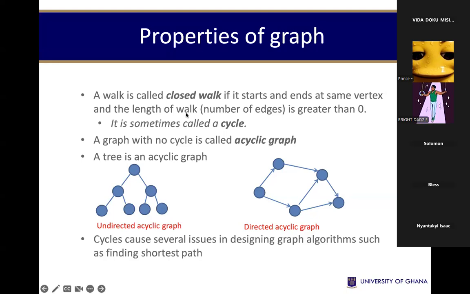A graph with no cycle is referred to as an acyclic graph. It means that if I start at node A, I will route and never come back and hit node A again. For a cycle, which is the same as a closed walk, if I start from the distance education unit, I should route and come back and end at the distance education unit.